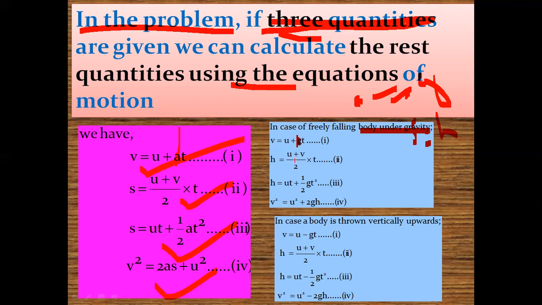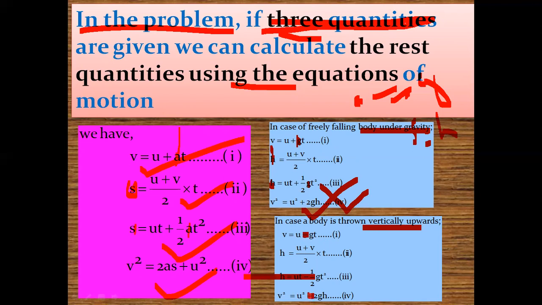And here h is equal to (u plus v) by 2 into t. Here h means displacement, which is equation second. Here h replaces s, and here g replaces a. Just substitute that in the case of a body falling freely under the effect of gravity. And when we throw something vertically upward, the value of g will be negative. So here will be a negative sign. All the others will be the same, just a negative sign.